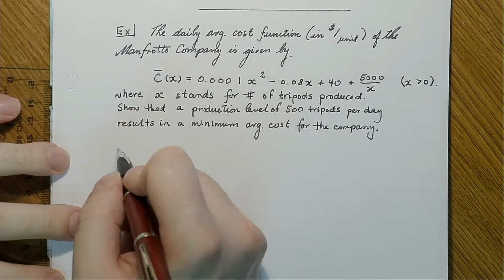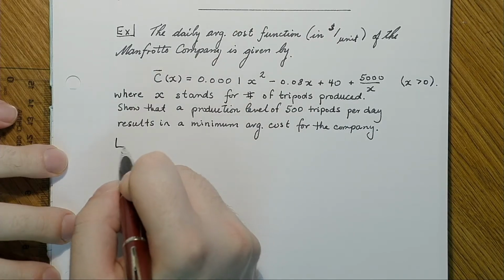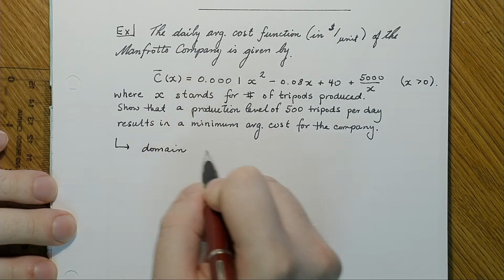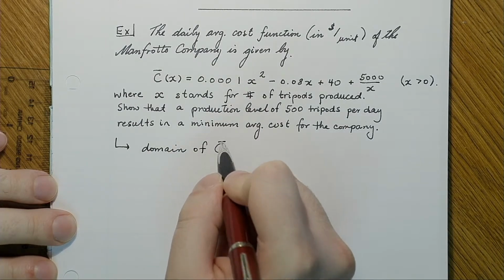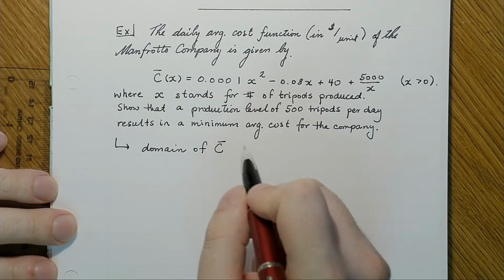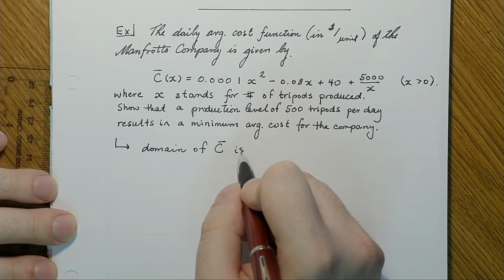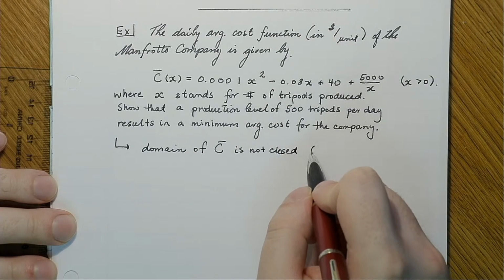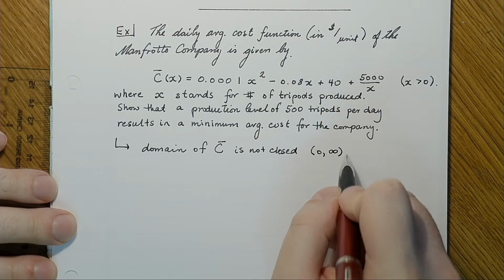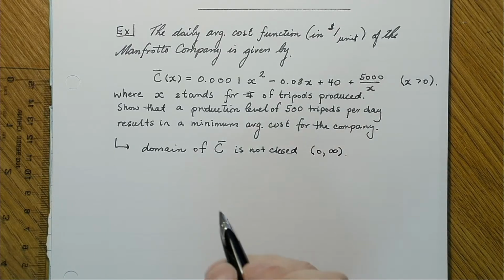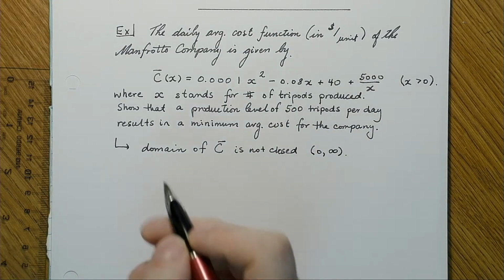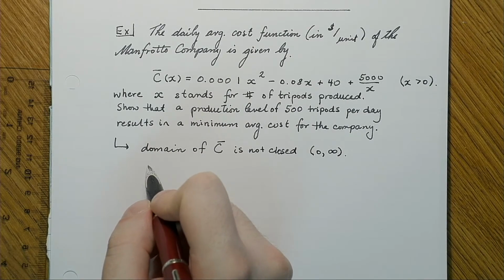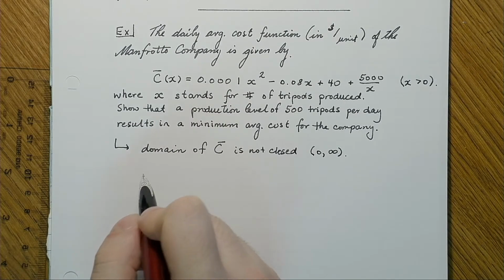Okay, so what's interesting about this? We see that the domain of the average cost function is not closed, right? It's open. And I'm using round brackets to emphasize that. So we can actually start to use the second derivative test.